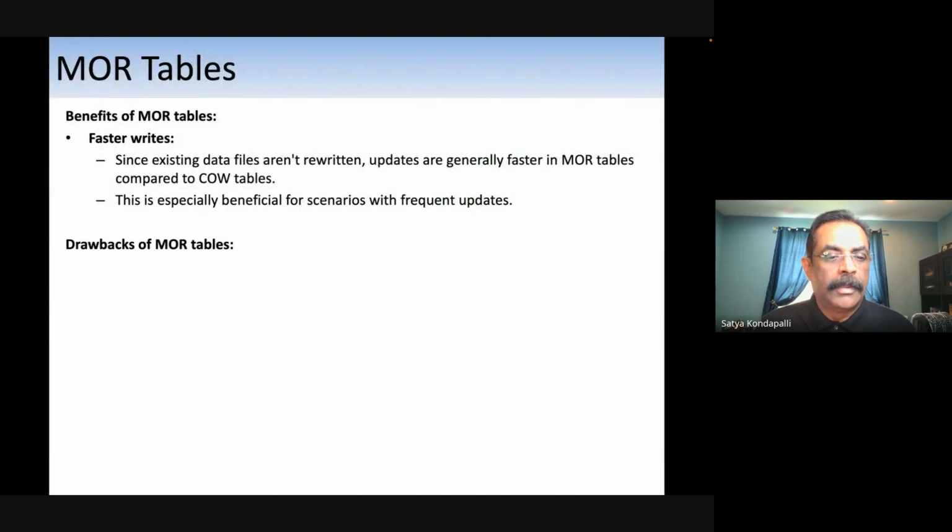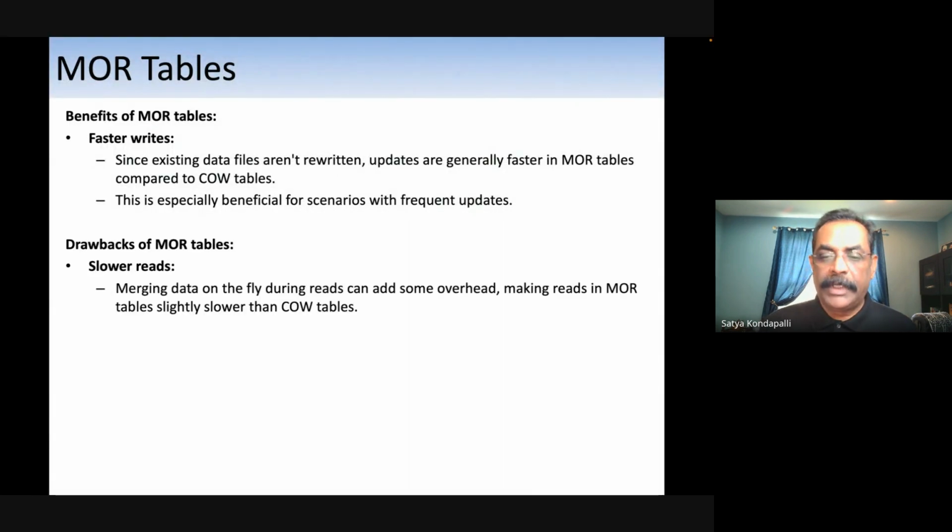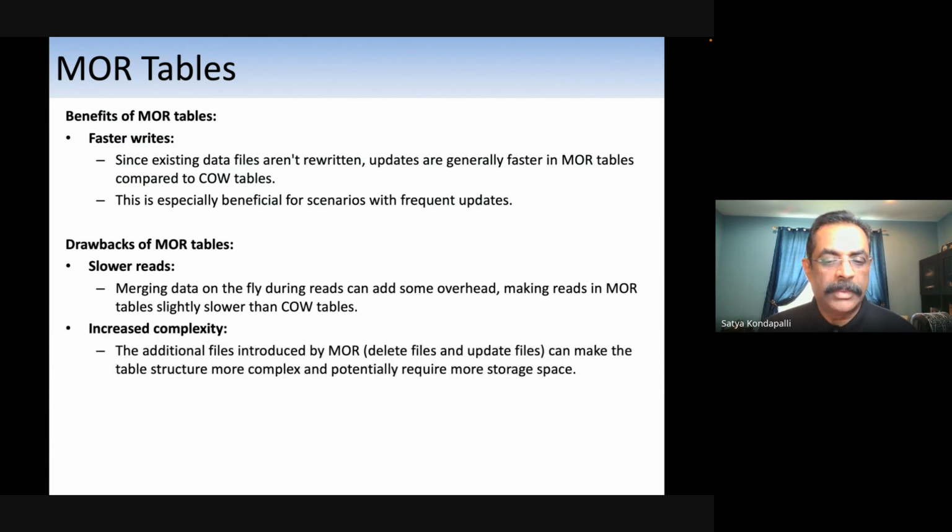And what are the drawbacks? Slower reads, right? Because every time you read, the original data file has to merge with your insert row file and delete file, and then the data frame has to work on it, and it's kind of slow as compared to a COW table, right? But if you look at the COW table, it reads only the actual data file. So I will walk through the COW table design also.